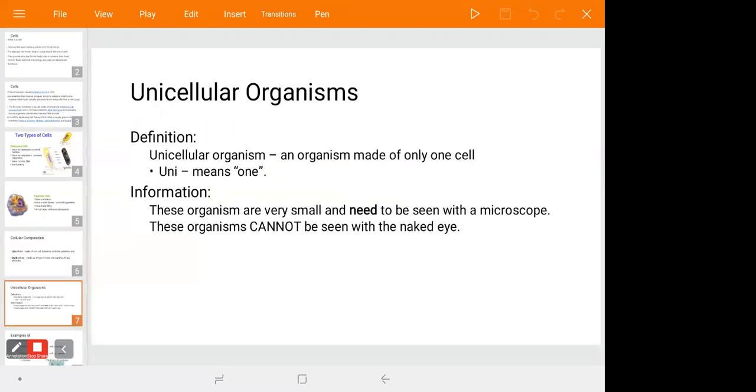Unicellular organisms, as I said earlier, are made of only one cell. You know, uni means one, single. Concerning those unicellular organisms, they are very small and need to be seen with a microscope, meaning those cells are not seen with our naked eye, so we have to use a microscope. In some cases, for example, bacteria cannot even be seen under an ordinary microscope, so we have to use an advanced one, since the prokaryotes are the smallest cells.